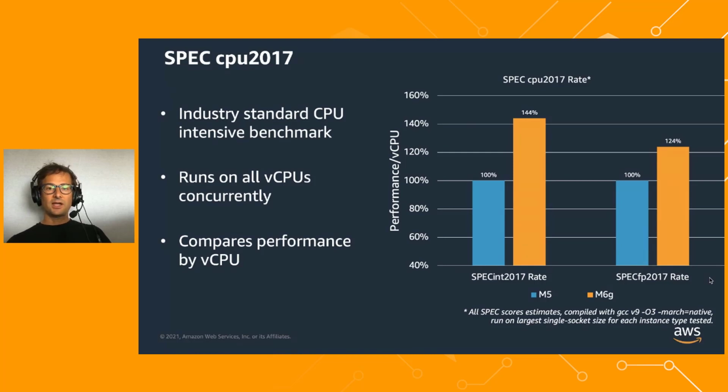When comparing an M5 to an M6G with that benchmark, there are two sides. There's the integer performance and the floating point performance. On the integer performance, the M6G is performing 44% better than the M5. On the floating point side, we are doing 24% better than the equivalent Intel-based instance.